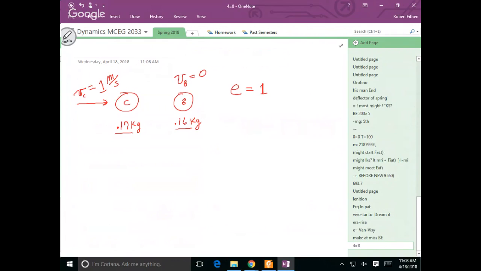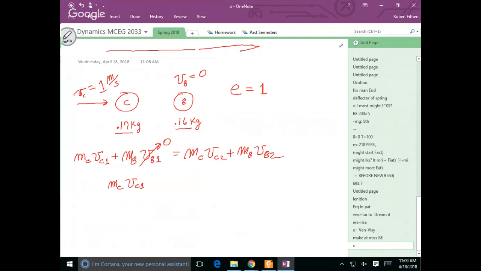So you've got two equations. You've got mass of C, velocity of C initial, plus mass of the 8 ball, velocity of the 8 ball initial, equals mass of C, velocity of C final, plus mass of the 8 ball, or any other ball, velocity of 8 final. Now, the 8 ball's initial velocity is 0, so on the left-hand side I only have to consider m_C v_C1. I have to pick the oriented direction, so I'm going to say plus is the positive direction. That means my cue ball is heading to the right, so I have 0.17 times 1 meter per second, and that's all I get on the left-hand side.